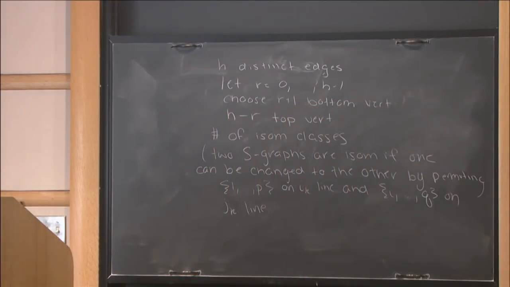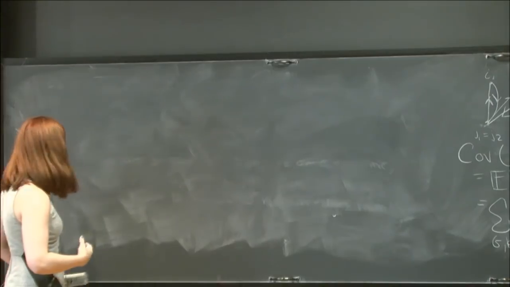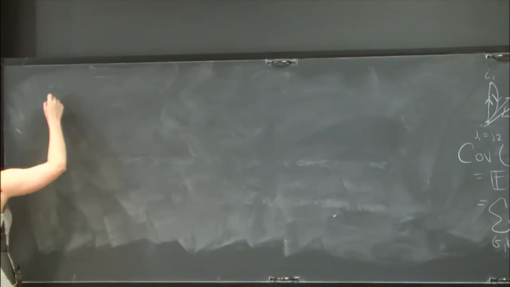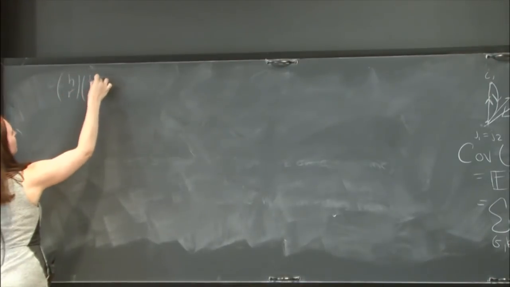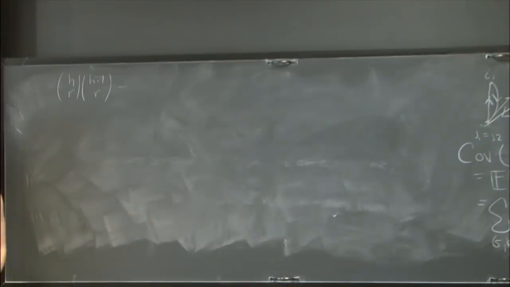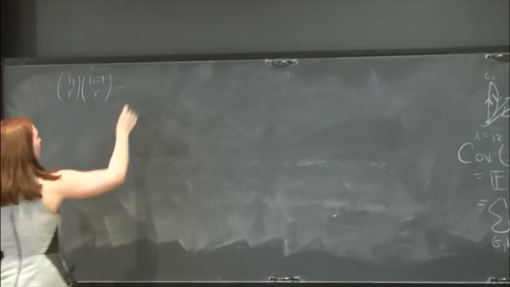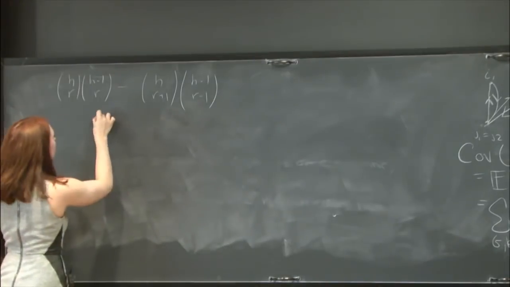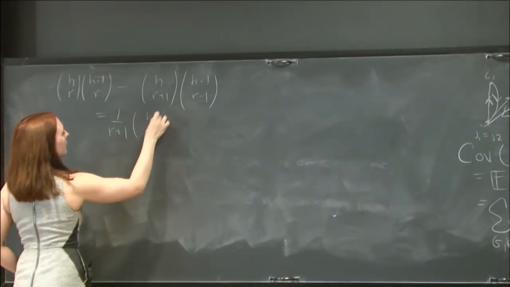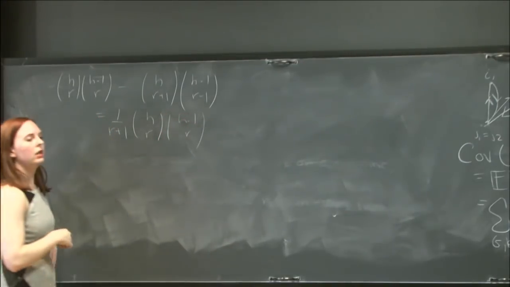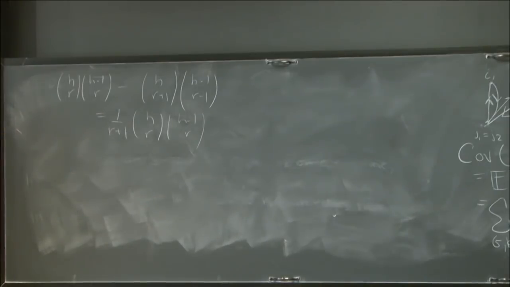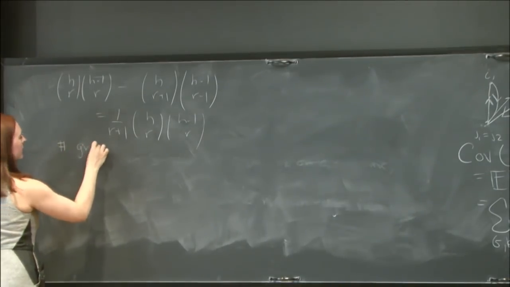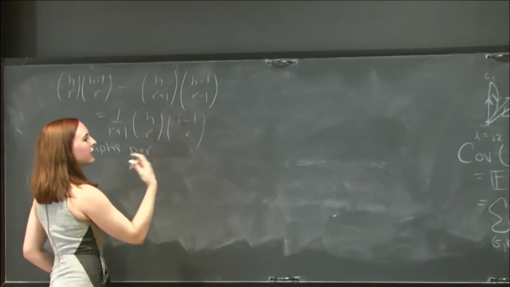And so to do this, I count all the possible ways that you can draw up and down edges when you have 2H plus 1 vertices. That looks like H choose R, H minus 1 choose R, and subtract off the ones that don't give you an S graph. Okay. So here, I subtract off the bad ones. This gives me 1 over R plus 1 times H choose R, H minus 1 choose R, the number of isomorphism classes, and then the number of graphs per class. So this is given by the number of ways I can label those edges.